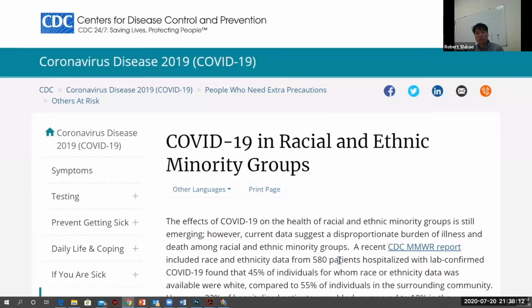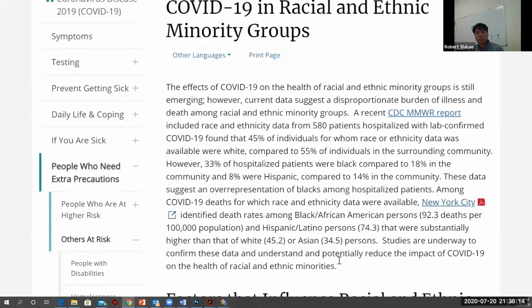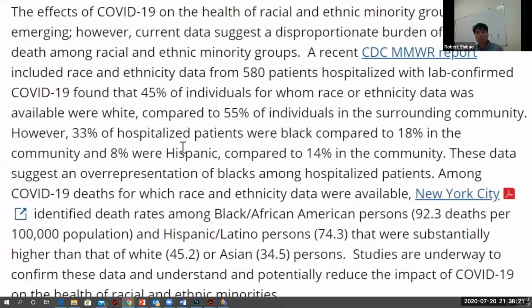There's also been a discussion about the fact that there are certain racial and ethnic minority groups that are overrepresented in terms of COVID-19. Specifically, it says here at the CDC, 33% of hospitalized patients were Black compared to 18% in the community. It goes on to say, these data suggest an overrepresentation of Blacks among hospitalized patients.